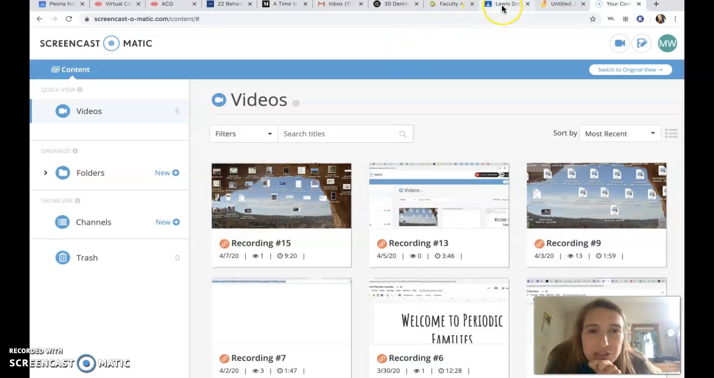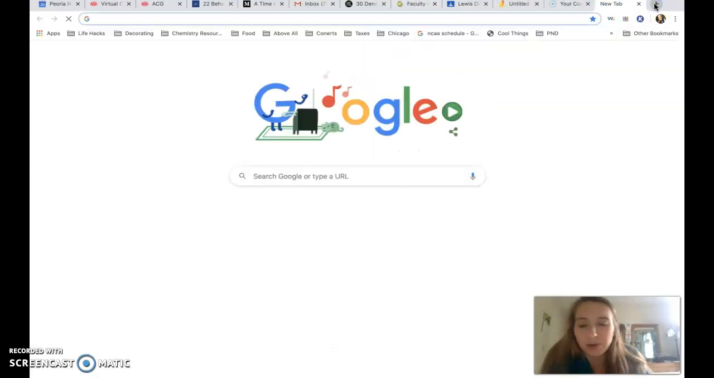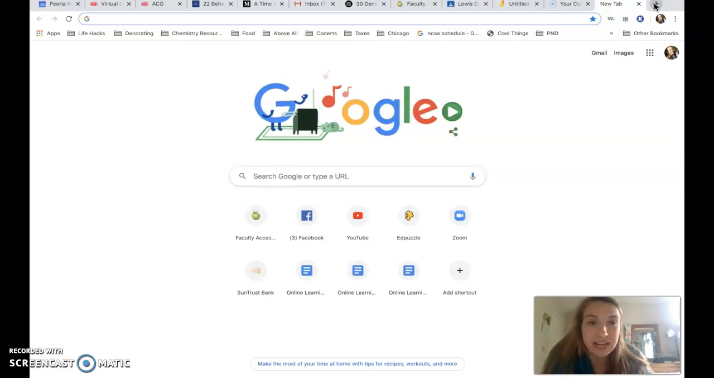Hello. So if you are receiving the link to the YouTube video that I'm making right now, it's because we need some work on our Lewis dot diagrams, which is not a big deal. I'm going to put together a couple examples to kind of help us figure out where we are going wrong.